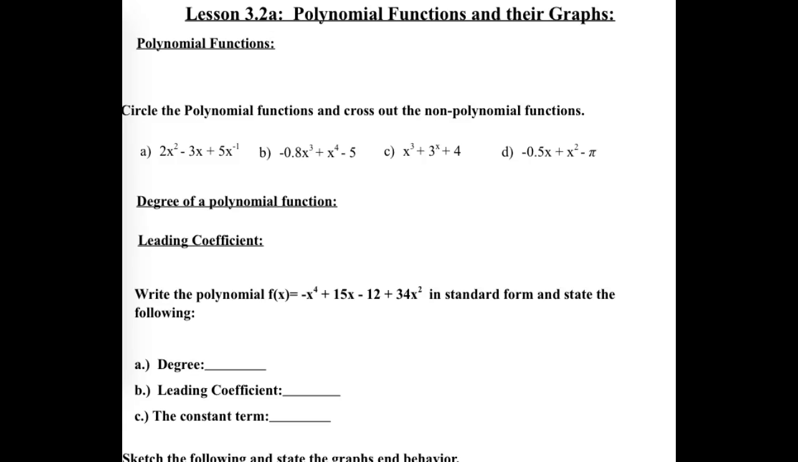Welcome. These are the notes for section 3.2, day 1 for college algebra. We are going to start looking at polynomial functions.